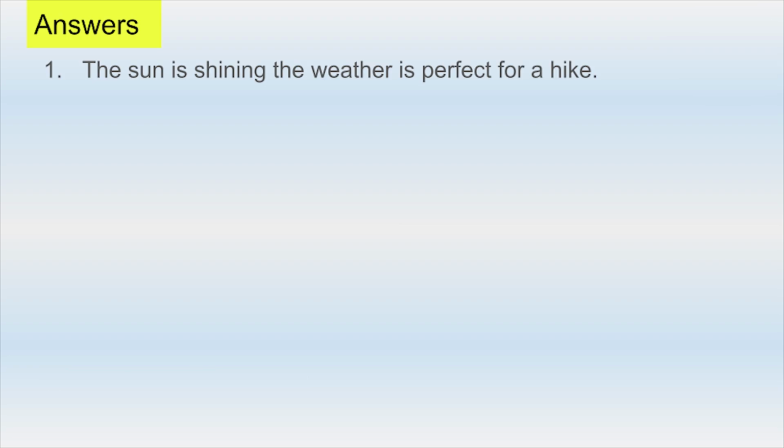Number 1. The sun is shining, the weather is perfect for a hike. This is a fused run-on sentence. We have two independent clauses and no punctuation. I'm going to put a comma after "shining" and add the coordinating conjunction "so". The sun is shining, comma, so the weather is perfect for a hike.